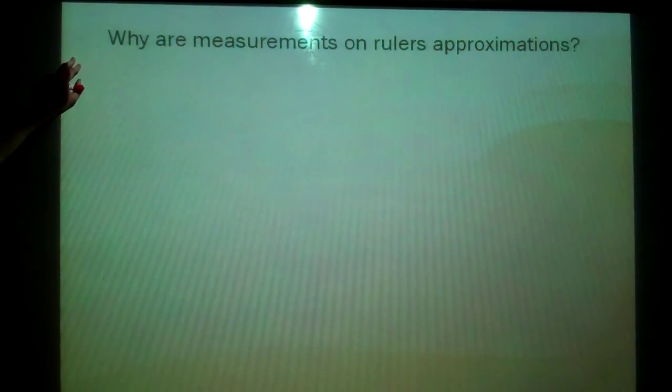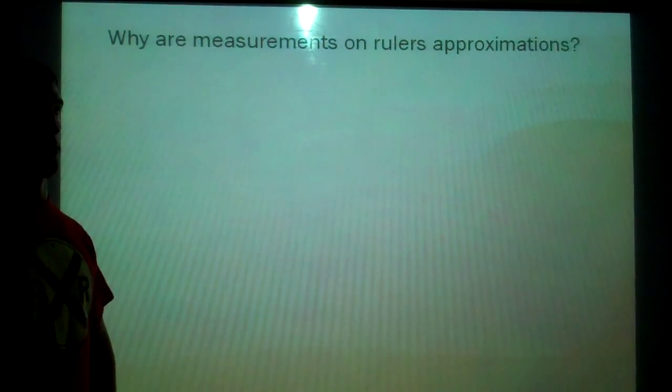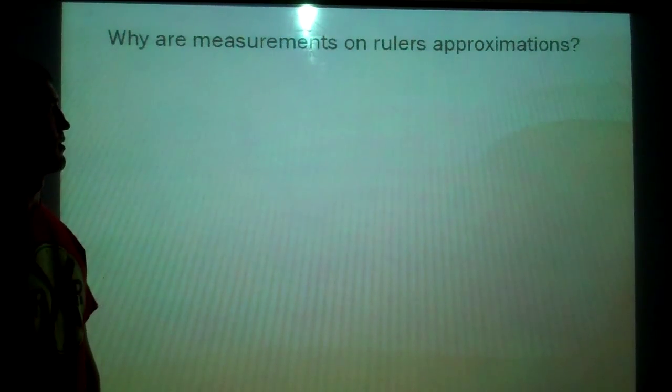Why are measurements on rulers approximations? Well, the first thing we need to know is, what is an approximation? Well, that is not an exact answer. You're approximating. So it's kind of like a good estimate.